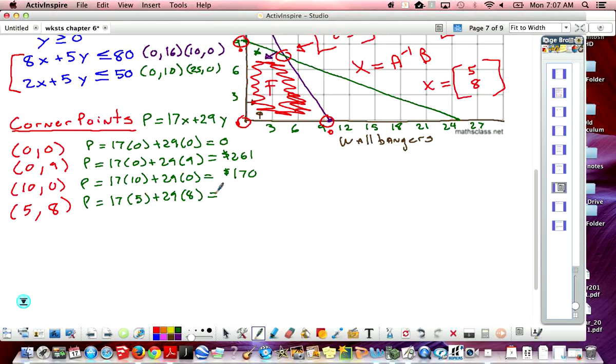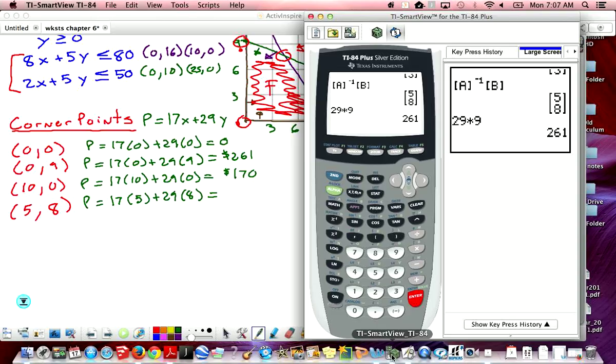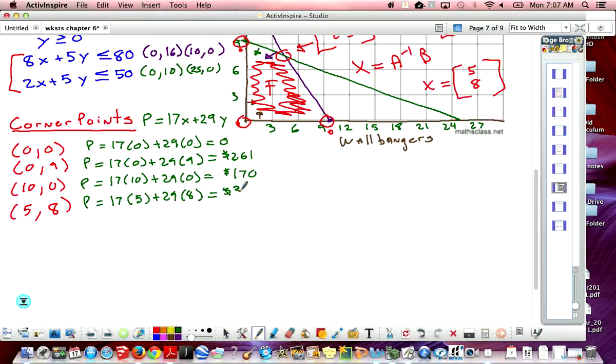The last one, 17 times 5 plus 29 times 8. Well, let's see if this one gives us our max. I'm thinking it does. 17 times 5 plus 29 times 8, $317. So this is the one that maximizes our profit.